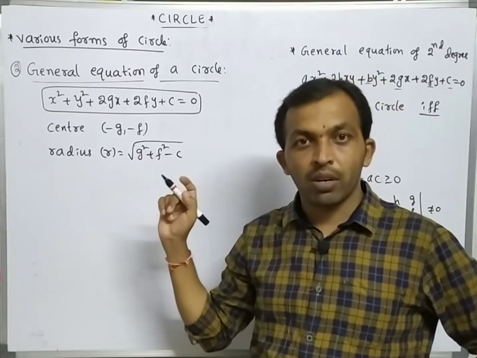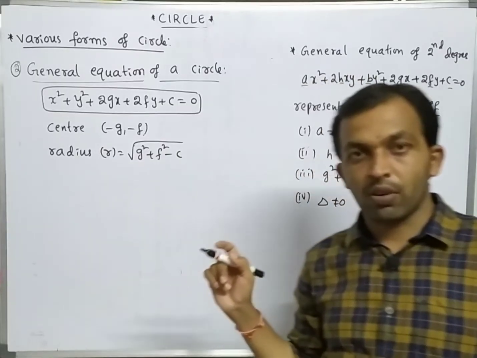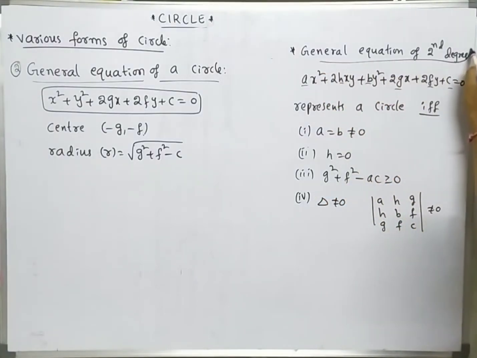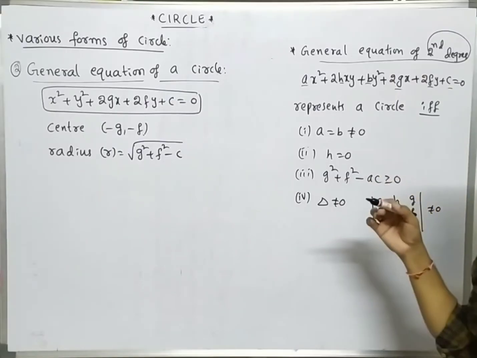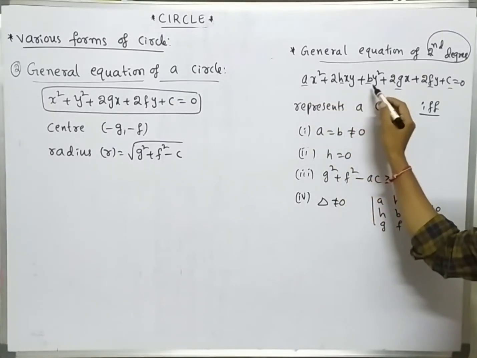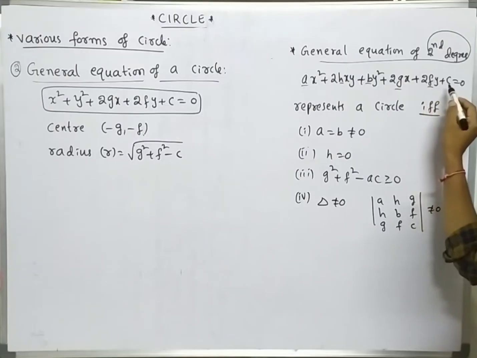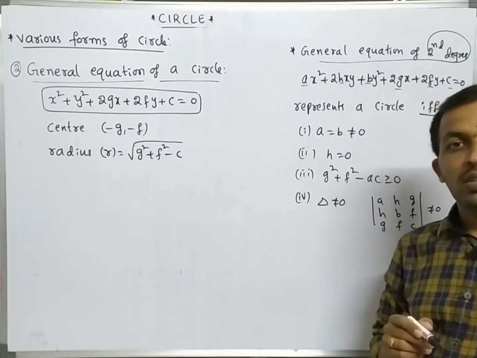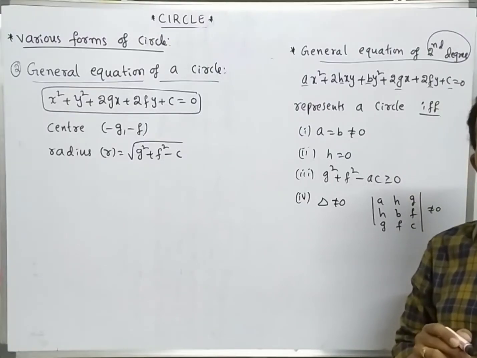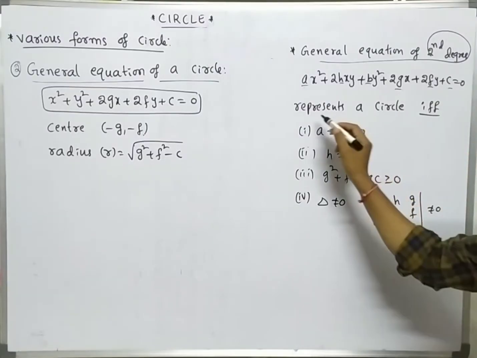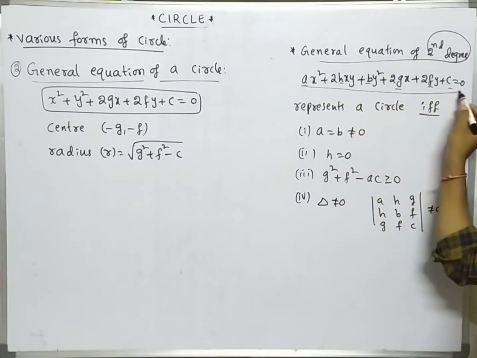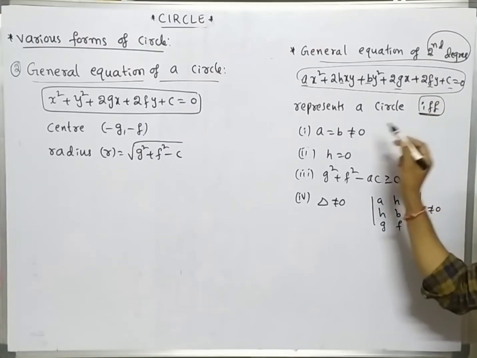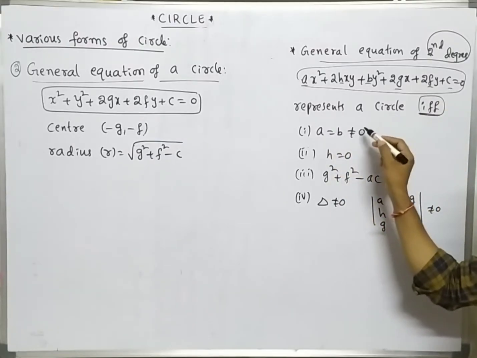Okay, so how did we get this general equation and what are the conditions? The general equation of second degree, in most general form, that is ax square plus 2hxy plus by square plus 2gx plus 2fy plus c is equal to 0, which you learned in first year geometry in pair of straight lines. This general second degree equation represents a circle if and only if a is equal to b and both are not equal to 0.